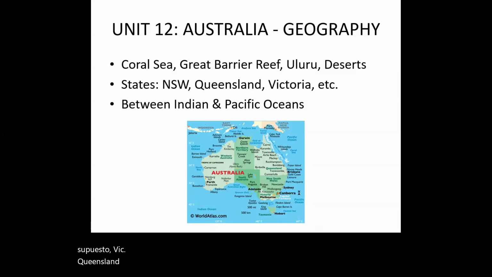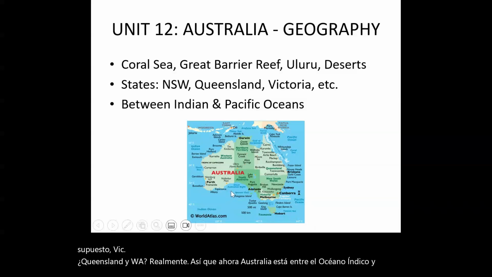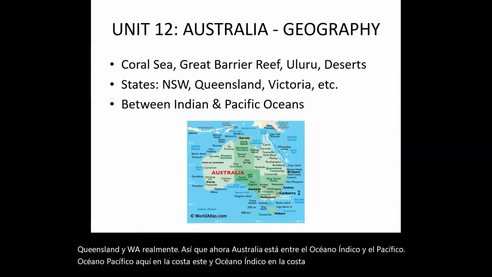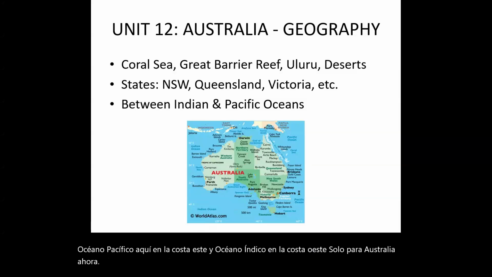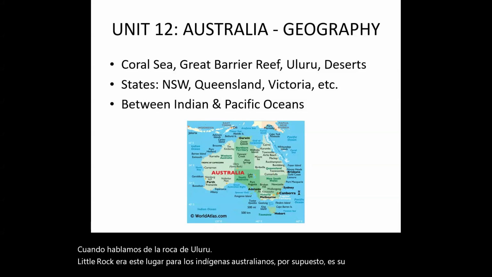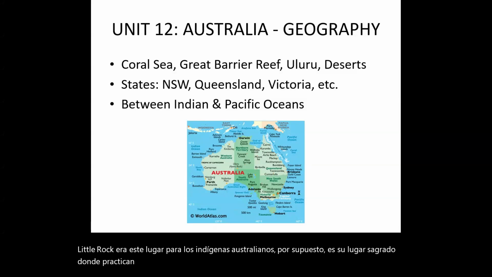Now, Australia is between the Indian and Pacific Ocean. Pacific Ocean right here on the east coast, and Indian Ocean on the west coast. Only for Australia. Now, Uluru Rock was the spot for the indigenous Australians. It's their sacred place where they practice their religion, Dreamtime, which is passed down. It's a story time of how they thought the earth was created with nature and everything.